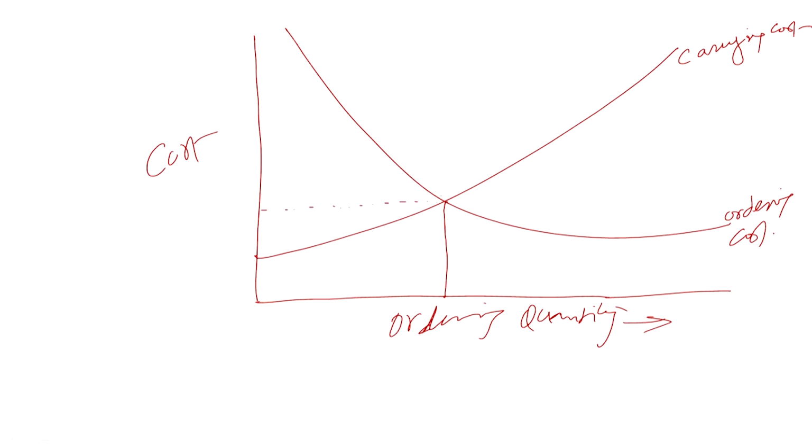This quantity is called the economic order quantity, and here both the costs are equal. The ordering cost and the carrying cost are equal. So, we say that this is the cost. If you draw a curve here, you will find the least total cost. Here also the cost is very high, here also the cost is very high.